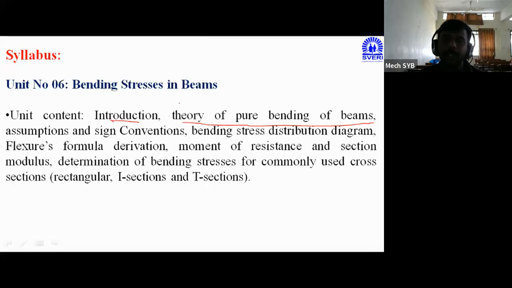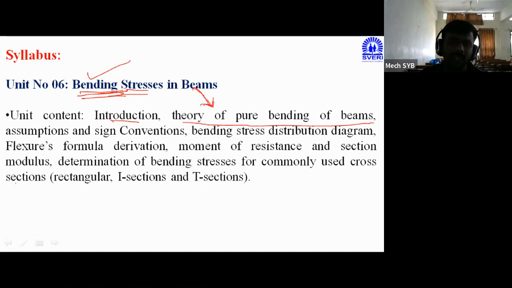Because whenever we have to calculate the bending stress value in the beam, at that time your beam has to satisfy this particular pure bending concept. जर तुमच्या beam ने जर हा pure bending concept जर satisfy केला असेल, then only we are able to calculate the bending stress value. जर तुमचा pure bending concept हा applicable नसेल, means we are unable to calculate the bending stress. So what is that pure bending concept? That also we are going to discuss.